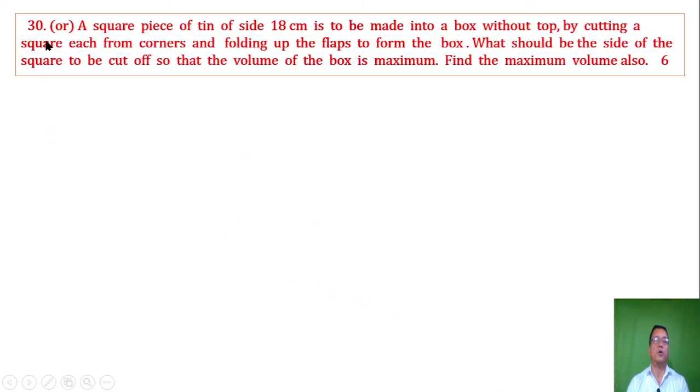Question number 30. A square piece of tin of side 18 cm is to be made into a box without top by cutting a square from corners and folding up the flaps to form the box. What should be the side of the square to be cut off so that the volume of the box is maximum? Find the maximum volume also. 6 marks.